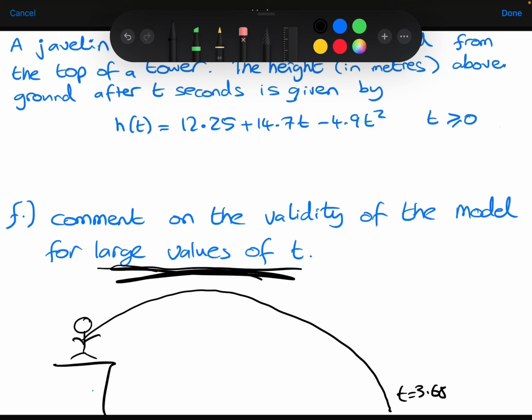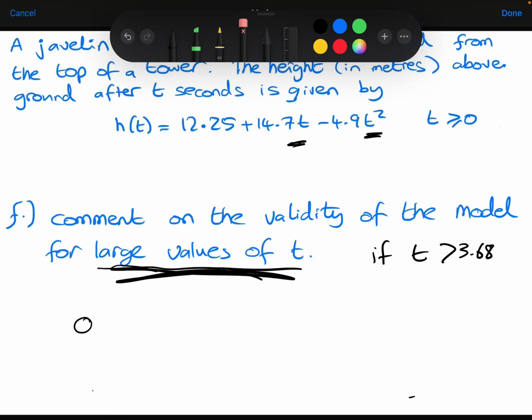After 3.68 seconds, so when t is 4 or 5 or 6 or 7, or if t is greater than 3.68, there's a problem because the model is saying that it's going to be below ground. If you substitute any of those numbers in here, you're going to get a negative answer. If you substitute 4 into this equation, or 5 or 6, you will get a negative height, which suggests that the javelin is continuing to travel below the ground and not being stuck.